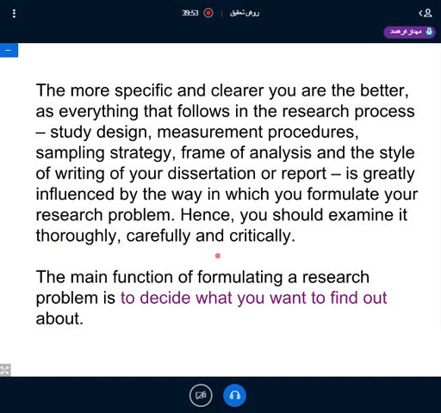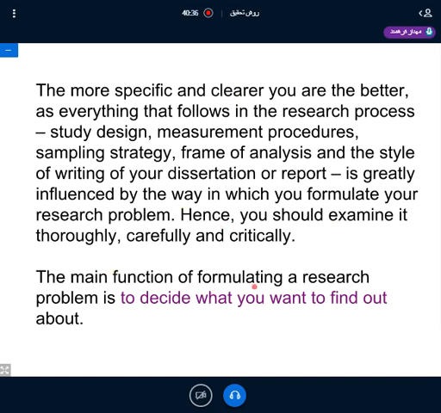So you can see that all of these steps are important, but the way that we can formulate, and we must formulate, the research problem is the most important stage for designing the study. The frame of analysis and sampling strategy are contained in this step.